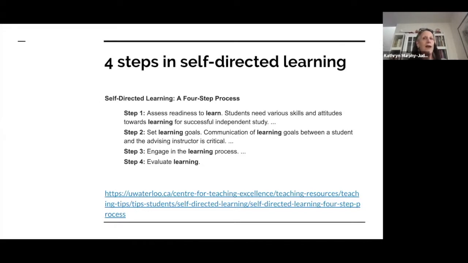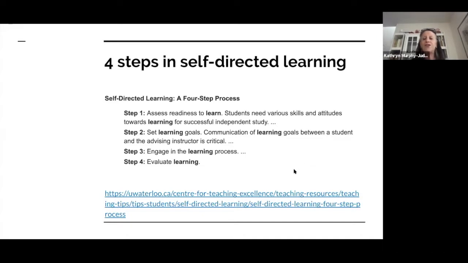Now, if we're doing that as faculty with our students, it's really important for them to get on board so that they're assessing whether they're ready to learn in a self-directed fashion, whether they've got the skills and the attitudes toward learning that are going to allow them to be successful as they're directing themselves. The second step is setting learning goals and communicating the learning goals between the student and him or herself, and/or the student and whoever the instructor is who's going to be working with them.